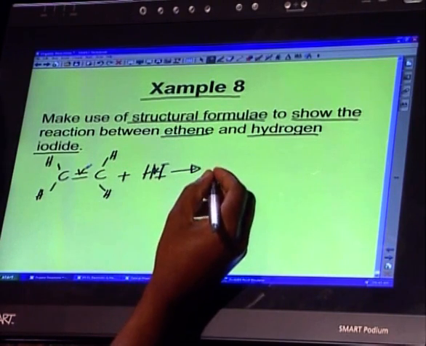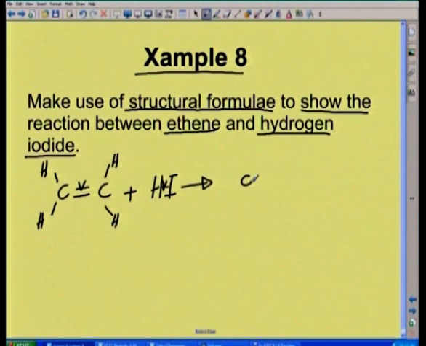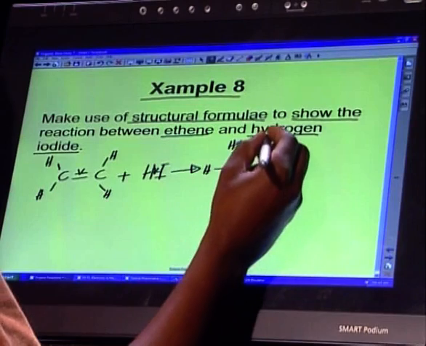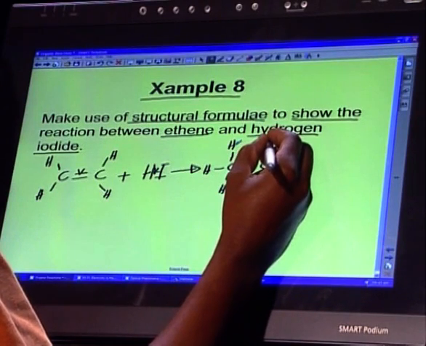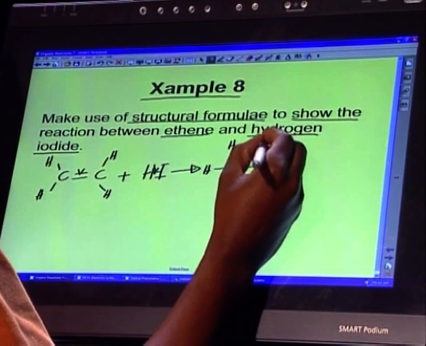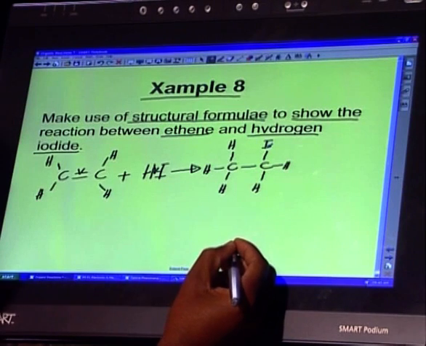Now, what happens after that? What you have is that you now have a single bond between the carbon atoms. One more bond is available there, and one more bond is available there. These ones are still there. So you still have your H, your H, your H, your H there, your hydrogen atoms. Now, these two spaces that have suddenly become available, one of the spaces will take up the hydrogen atom, and the other space is going to take up the iodide or the iodine atom.